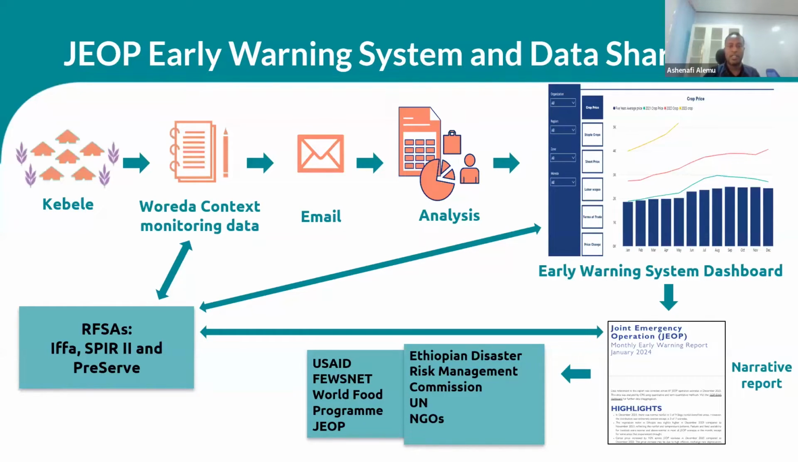JOB does not only share data, but also receives different types of data from these projects. For example, JOB receives MIRA data from the IFA project for the Eastern operation areas, and also receives other kinds of evaluations, baseline reports, and other studies from other development activities. This is the way that we share data with each other.